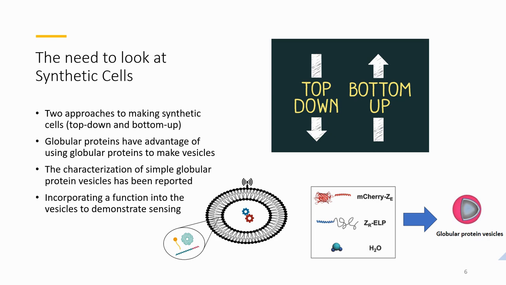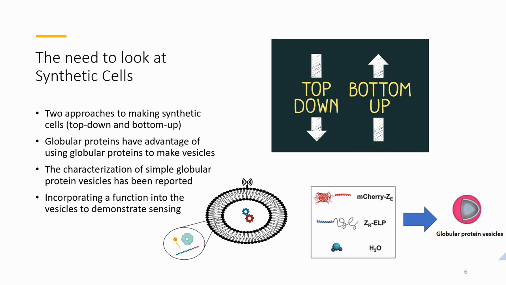Studies before have actually used globular protein vesicles, and it has been reported and it was actually characterized. So this method should be able to work in our case. Once the vesicles are fully made, we are going to be able to incorporate a new function into the vesicle, and one example of it could be sensing.